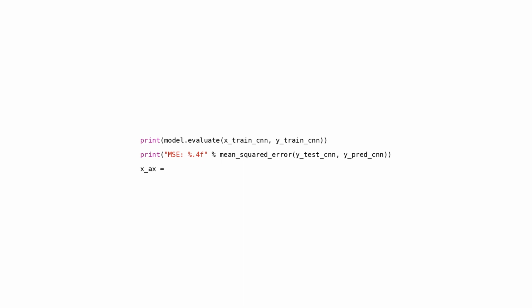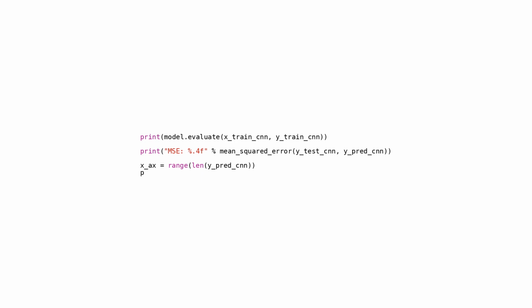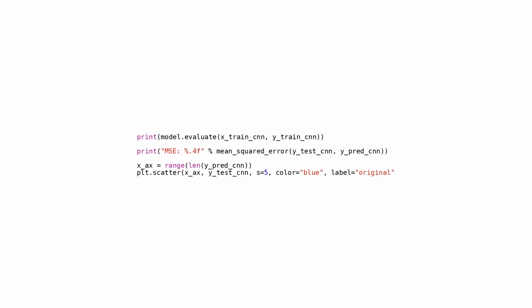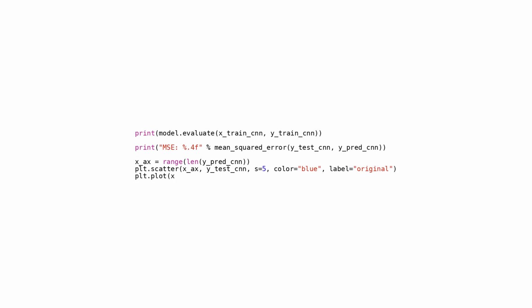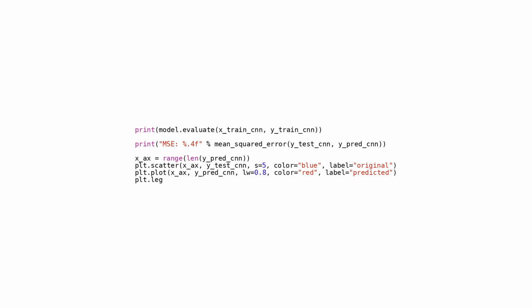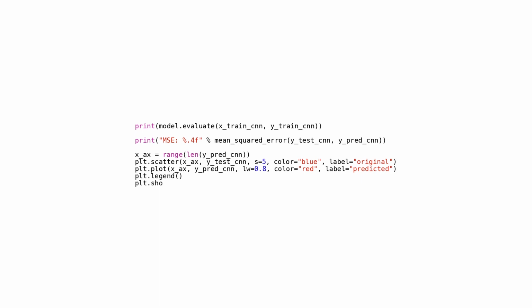2. Calculating the mean squared error between the actual target values, y_test_CNN, and the predicted values, y_pred_CNN, using the mean_squared_error function. Mean squared error is a standard metric for regression models. 3. Creating a scatter plot to compare the original target values, y_test_CNN, with the predicted values, y_pred_CNN. The x-axis represents the data points, and the y-axis represents the target values. The scatter plot displays actual values in blue dots and predicted values in red lines.